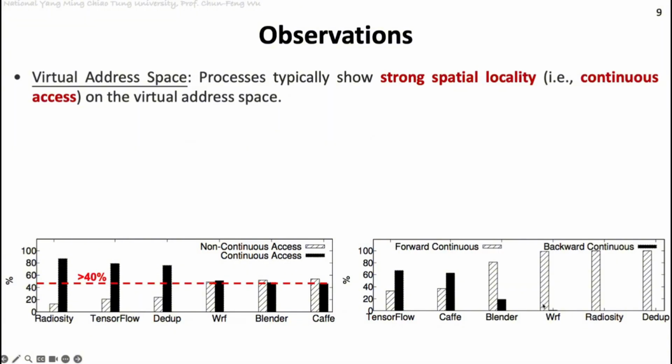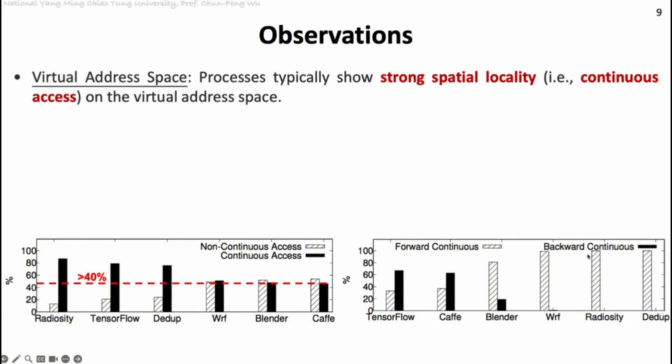We do a deep dive into what kind of locality it is, and analyze the continuous access. We break down the continuous access into two things: forward continuous and backward continuous. Backward continuous means that the CPU is now accessing one virtual address, and those addresses are smaller than this virtual address. That is called backward, and larger is called forward. You can see that for some applications like TensorFlow, Caffe, and Blender, they show some backward continuous access pattern.